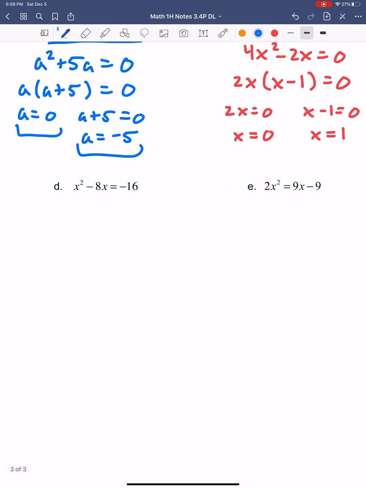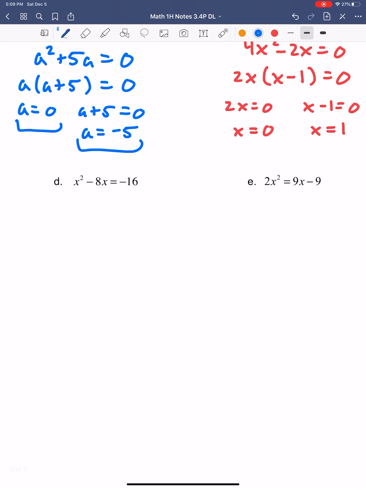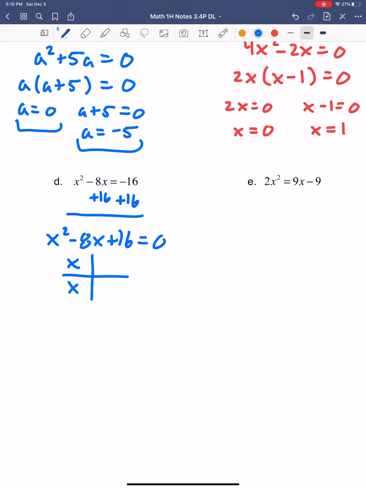Keep going to letter D. Same idea. Start by adding 16 to both sides so that I have a 0 on one side. And I get x squared minus 8x plus 16 equals 0. Use my t-chart here. That's going to be -4 and -4. Okay, so I get a double root here. And so that would be x minus 4 and x minus 4. And that equals 0. And then I can go ahead and solve by setting them equal to 0. Okay, so x minus 4 equals 0. I only need to do it one time, right? Because they're the same root. And I just get x equals 4.